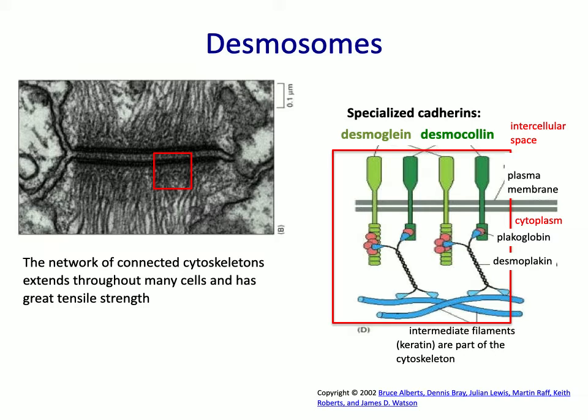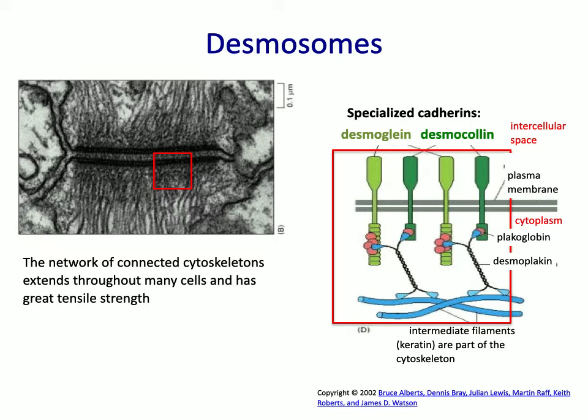There are specialized cadherin molecules that are only present in desmosomes, and they fall into the families of the desmogleins and the desmocollins. Between cells, again, these proteins dimerize to hold the cells together. Within the cytoplasm of the cell, they are bound through a series of connections to plakoglobin, desmoplakins, and then to the intermediate filaments.